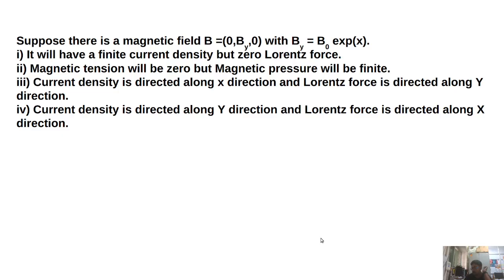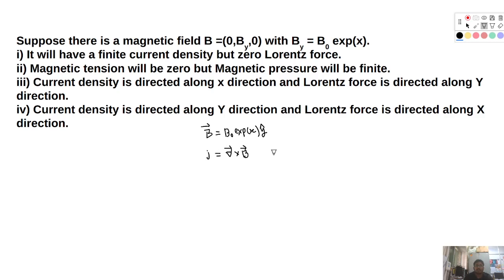Now if we move on to the next question, suppose there is a magnetic field given by B naught exponential x, going in the y direction. Okay, so how do we find out whether there is any current density associated with it? That means you just have to take the curl here, right? Curl of B will give you the direction of J.